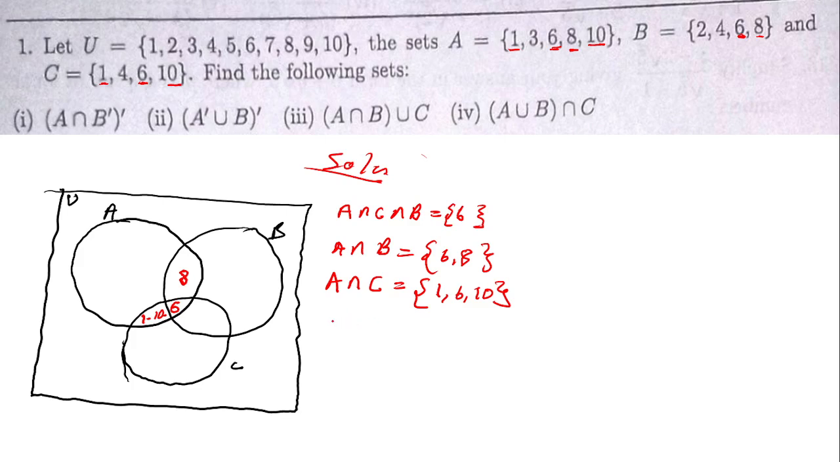After I do that, I can easily look for B intersection C. From the information which I have, set B and set C, what members do they have in common? They have 4, and they also have the 6 which is already there. So here we have 4 and 6. We are going to put a 4 there. In this particular case, B intersection C, we have 4 and 6.